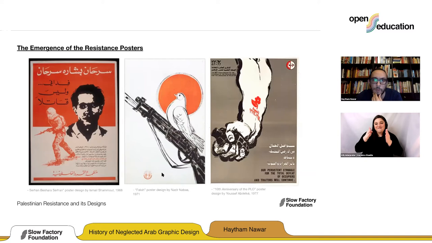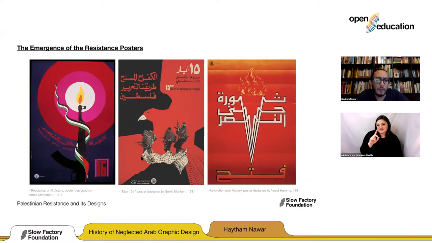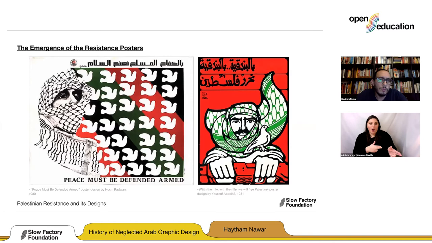Two different designs. The first one to the left is actually by artist, designer and historian Hosni Radwan, who also published a beautiful book about Palestinian posters. And I think that was part of his PhD dissertation, which is called Peace Must Be Differently Armed. And the logo design, which is this dove in the background, which was also used behind President Arafat in the United Nations, was designed by Kamal Boullata, and is used in many other Palestinian publications.